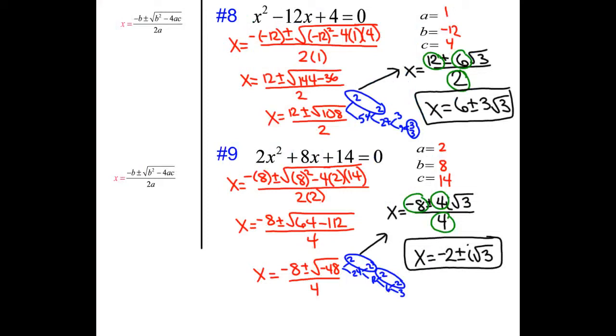All right, here are my solutions. If you guys didn't notice, number 9 is the same thing as the previous example that we did. Just keeping you guys on your toes. If you guys didn't do it, that's okay. Let me know if you guys have any questions.